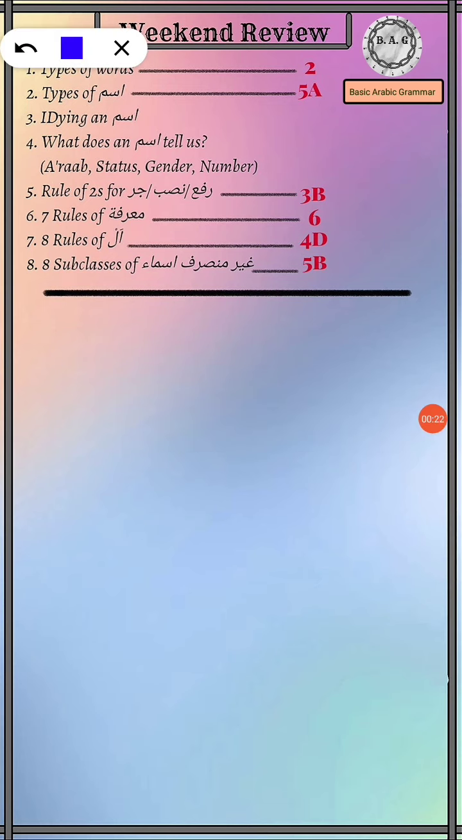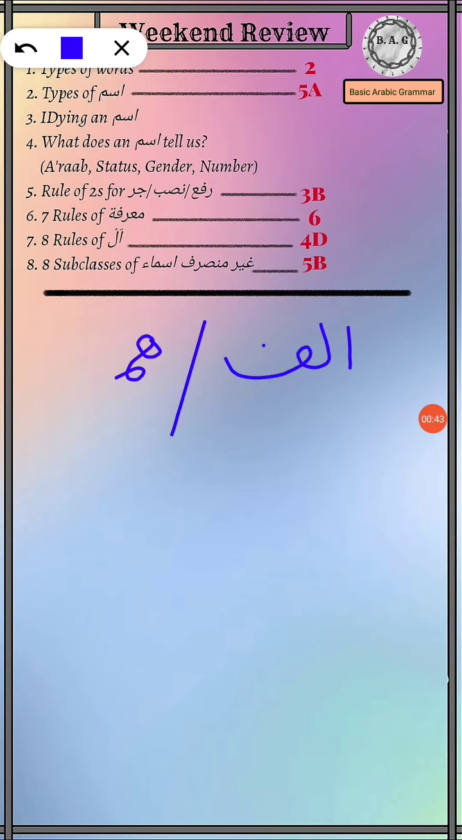Alright, so in the previous week we had begun our discussion with a few basic topics, of course, because we had just embarked on this journey. So the very first thing was about the alphabets, and about some of their grammatical aspects, such as the difference between alif and hamza.